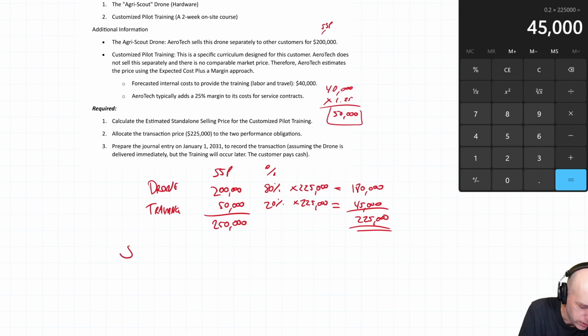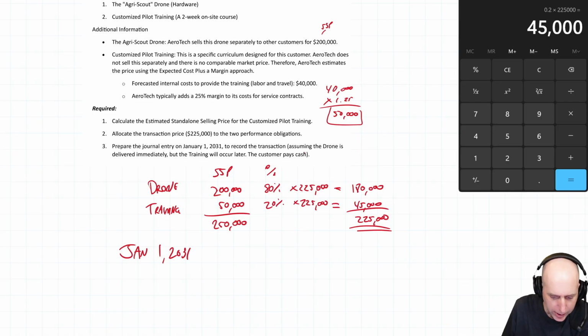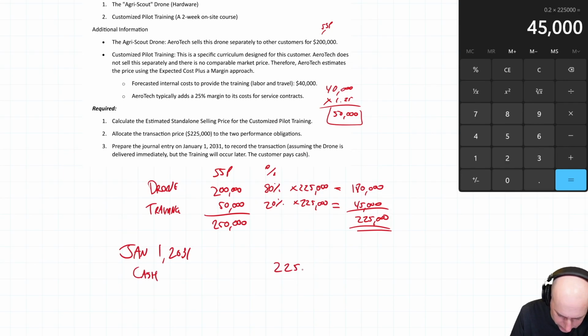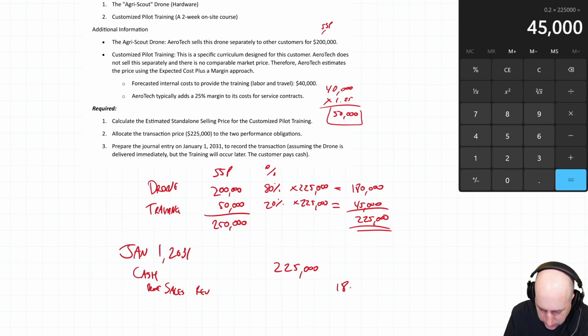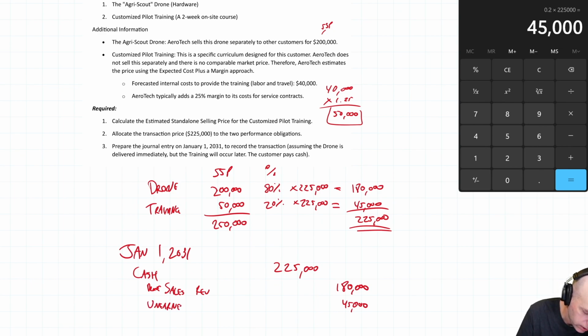3, prepare the journal entry for January 1st, 2031 to record the transaction, assuming the drone is delivered immediately, but the training will occur later, and the customer pays cash. Okay, so debit cash 225,000. We're going to credit sales revenue, maybe even drone sales revenue or product sales revenue, but sales revenue should be probably sufficient here. 180,000. And the training that hasn't been delivered yet, we owe them the training. So this is unearned training revenue. There we go.